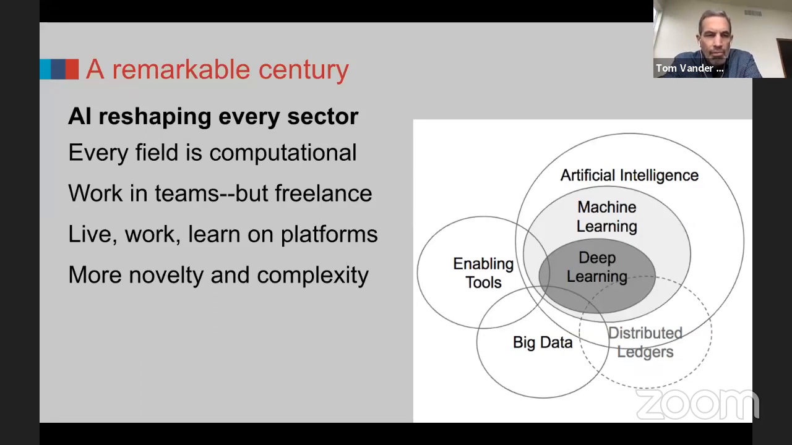And as a result, we're more and more often working in big multidisciplinary teams. The ironic thing is that we're often doing it as freelancers or contingent employees. So we're doing more work in teams, but with less certainty about where our next job is going to come from. We increasingly live and learn and work on platforms.